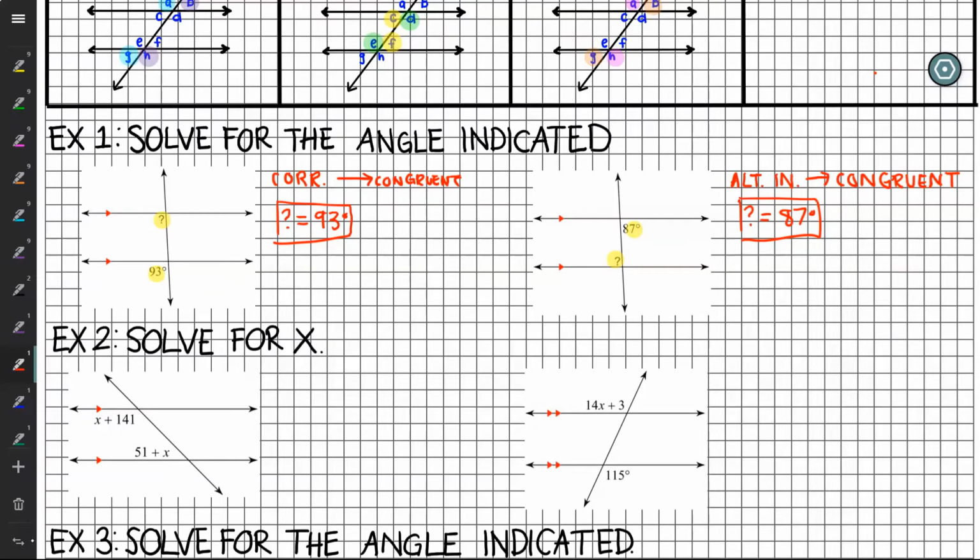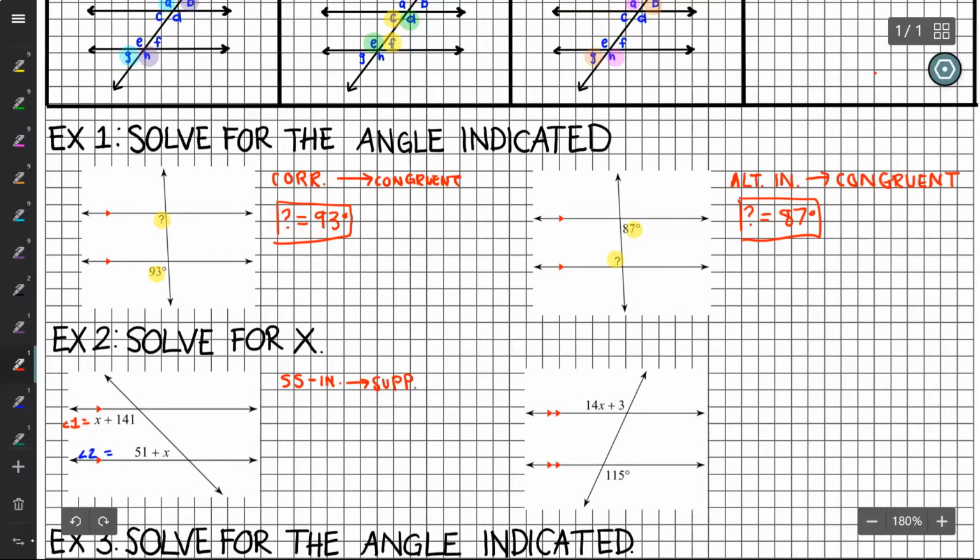So for this one, I'm going to do it a little bit differently. I'm going to label this angle 1 and the second one angle 2, just so I can keep my math kind of organized. Alright, so inside of my parallel lines and on the same side of the transversal, make same side interior, and those are supplementary.